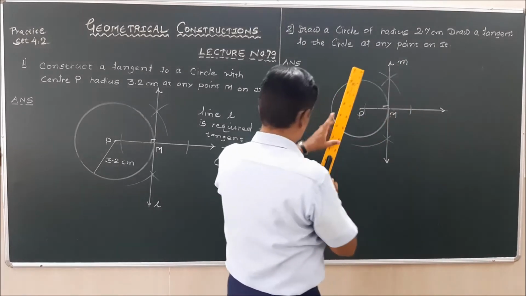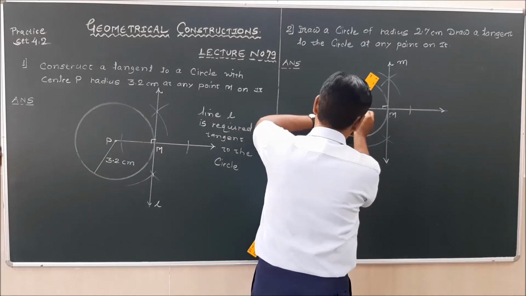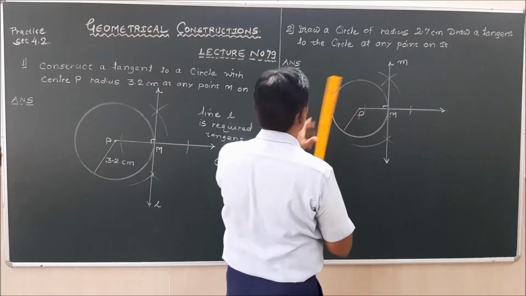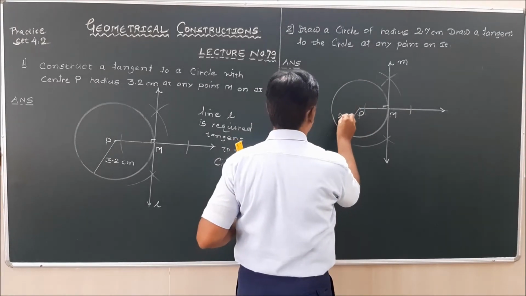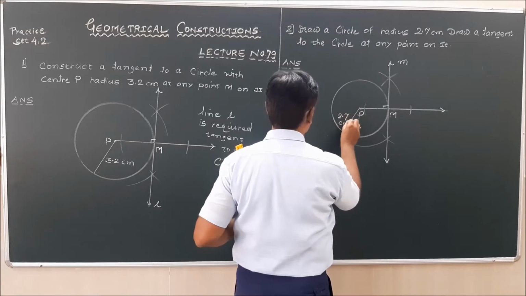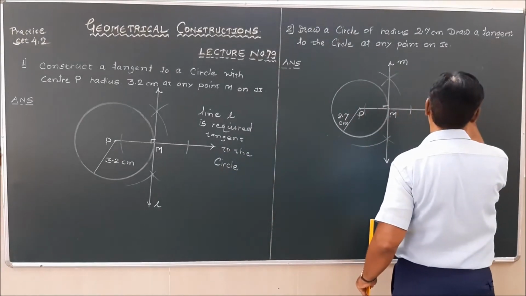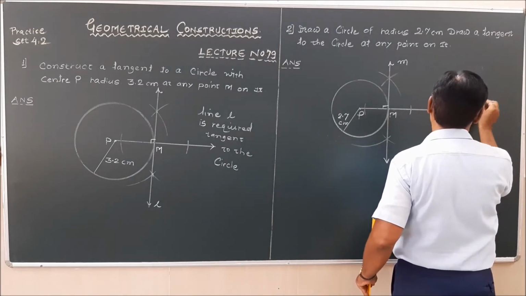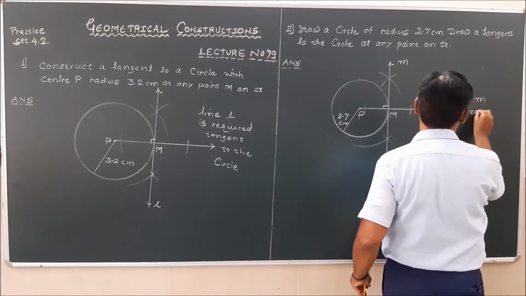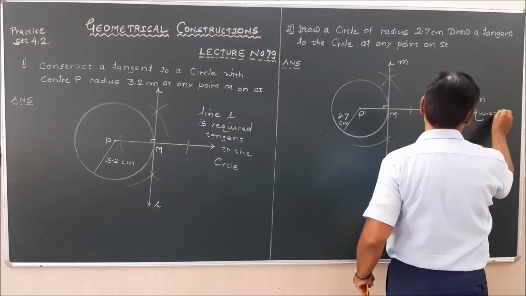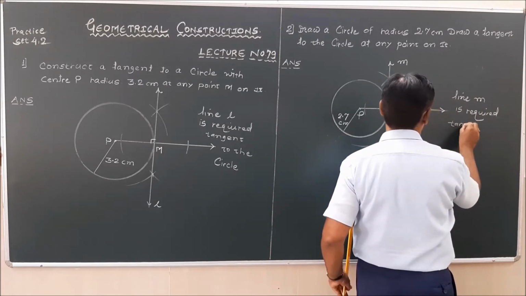What is left out? We must show the radius of the circle, which is 2.7. So these are the 2 marks questions, dear students. So line N is required, a tangent to the circle.